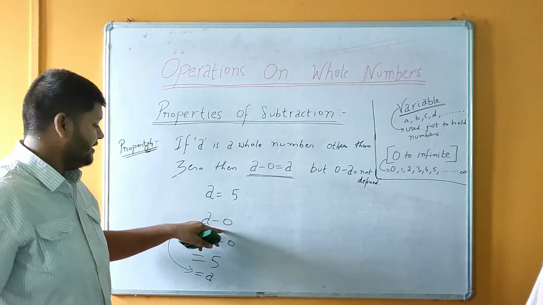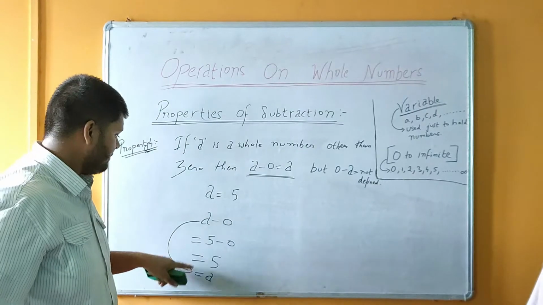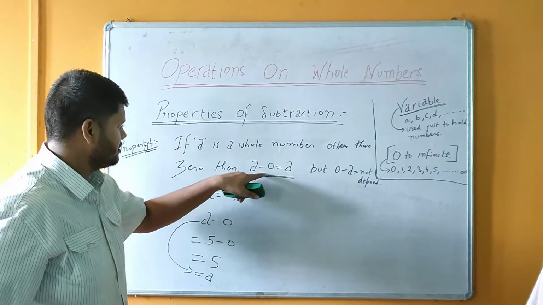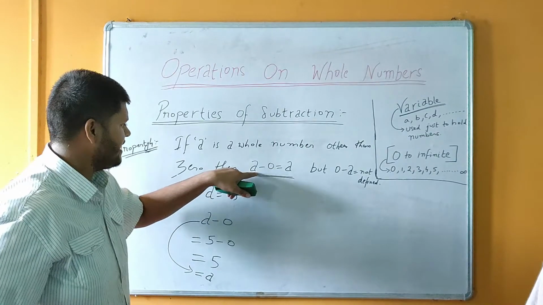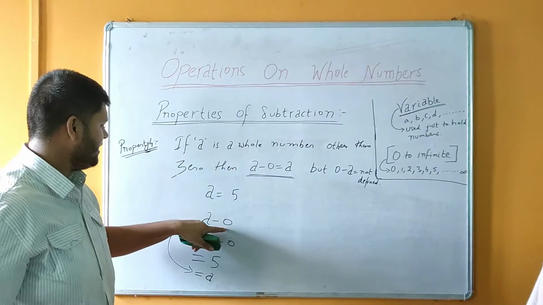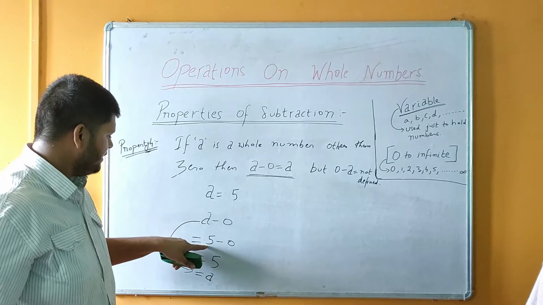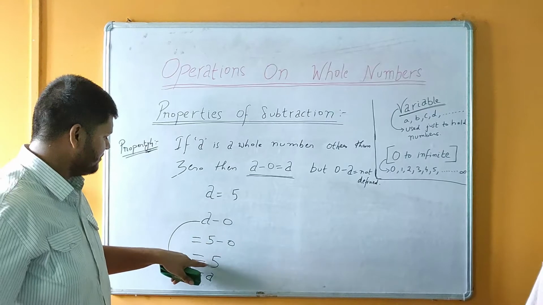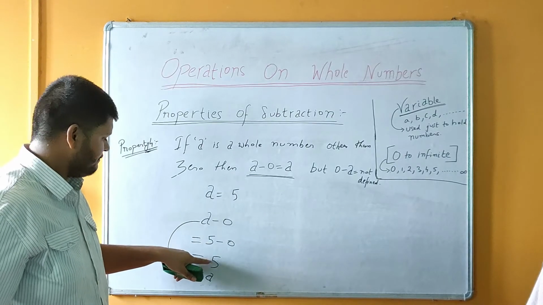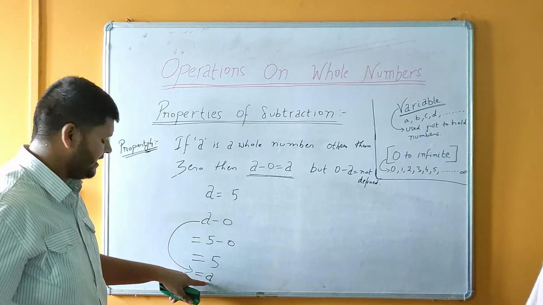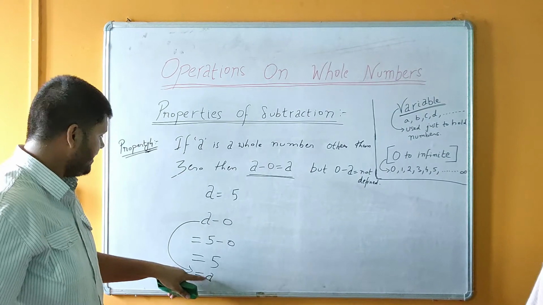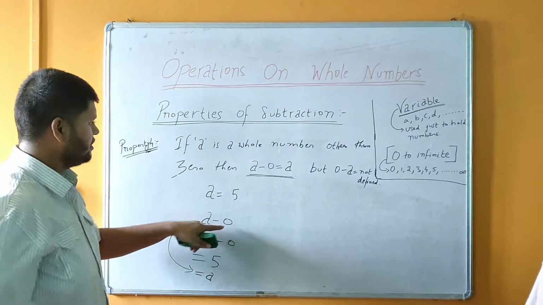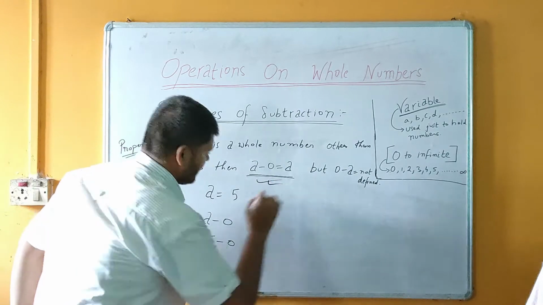So when we perform the operation A minus 0, the left hand side value is A minus 0. I replaced A with the value 5. 5 minus 0 yields 5. This 5 is nothing but A. So once again I have written A. So A minus 0 is equal to A. That means we are satisfying this condition.